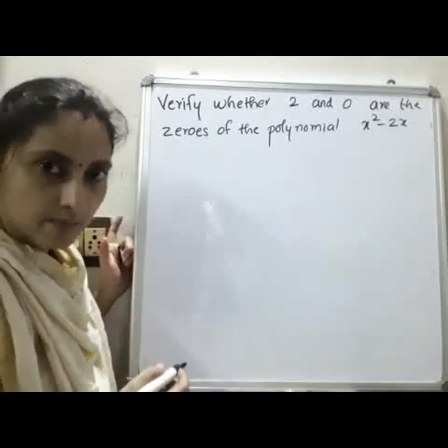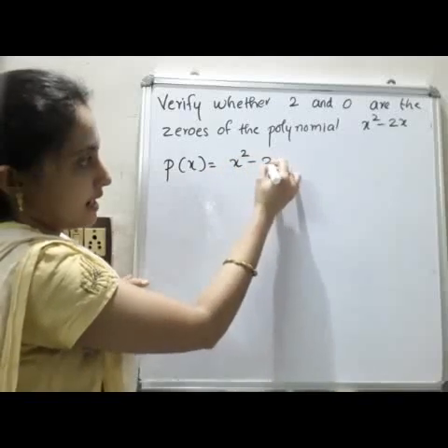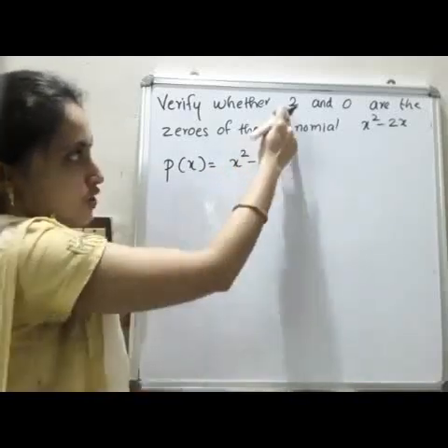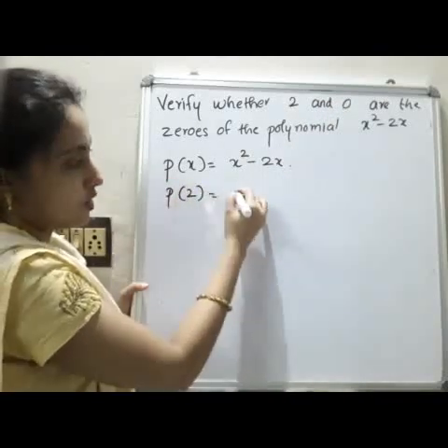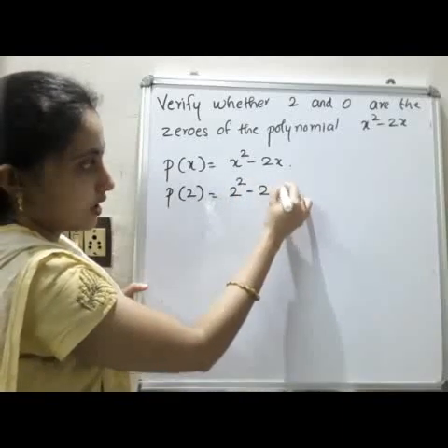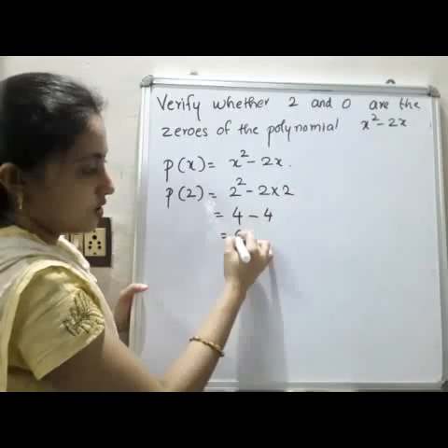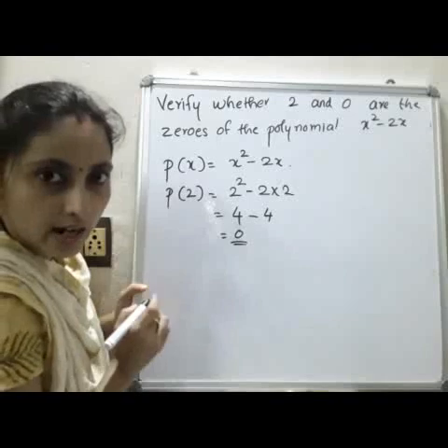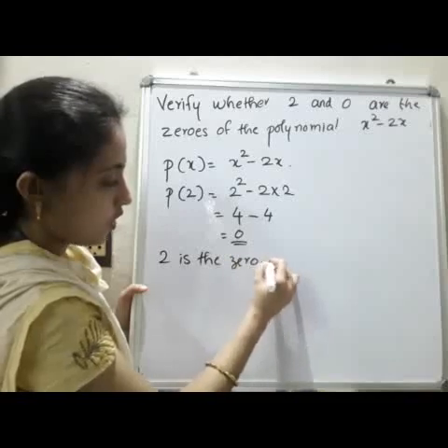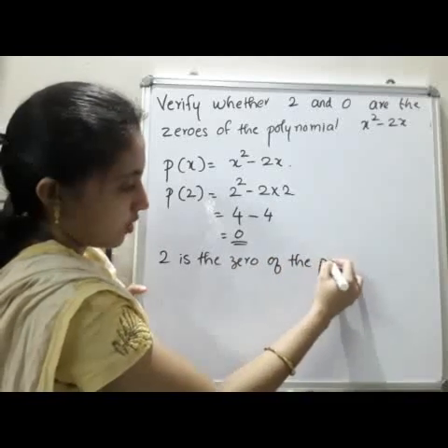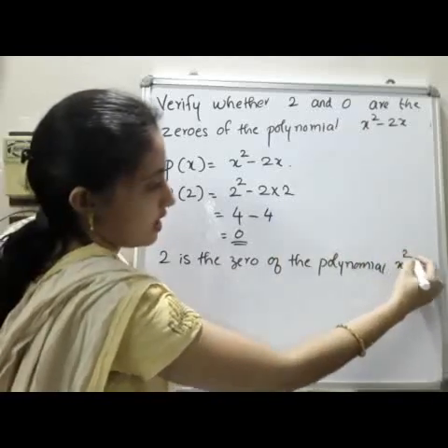Okay. So what is the first step? Yes, p of x. So p of x is equal to x square minus 2x. What do you have to find? 2 and 0. P of 2 is equal to 2 square minus 2 into 2. So 2 square is 4, minus 2 into 2 is 4. That is equal to 0. So what can we write? 2 is the 0 of the polynomial. Which polynomial? Yes, x square minus 2x.